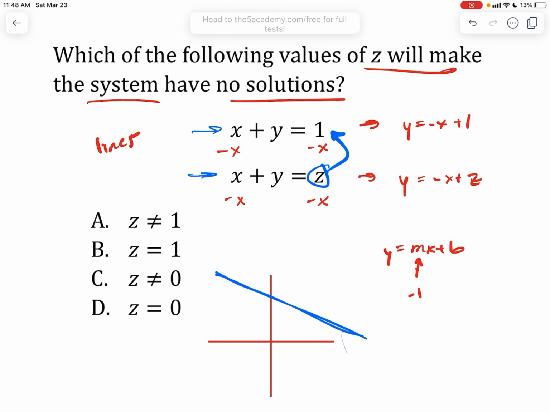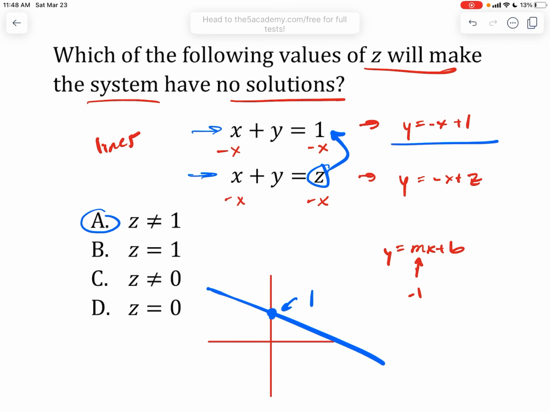So if the y-intercepts are different, then you'll have no intersection points. And that's exactly what this answer option is. If I make, for example, let's say this equation, if I graph it, it's actually going to look like this, okay? Where this y-intercept is going to be 1. That's the b value, right? B equals 1, that's your y-intercept.